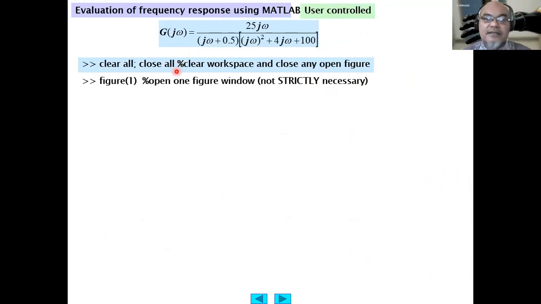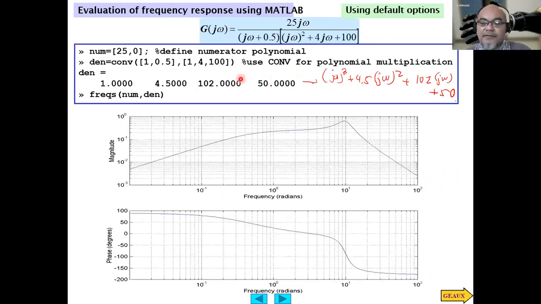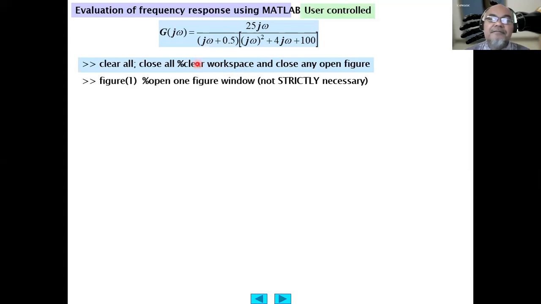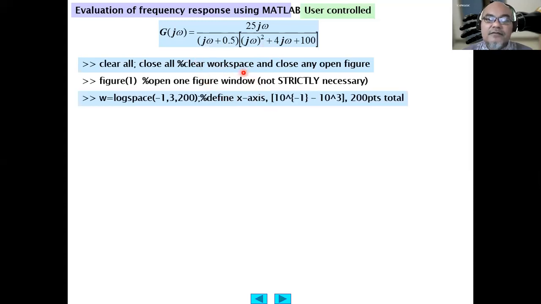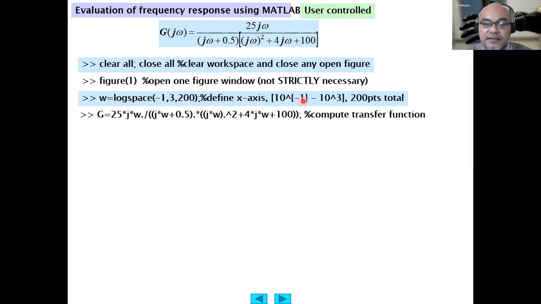Another example. So this one is the previous example, the same function. Now you try to control the axis. The W, this is the log space. You draw from -1 until 3, defining the x-axis. Then the G is 25 times J times omega W. So the W here is the frequency domain.